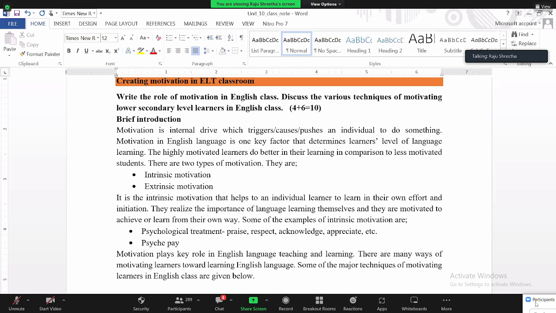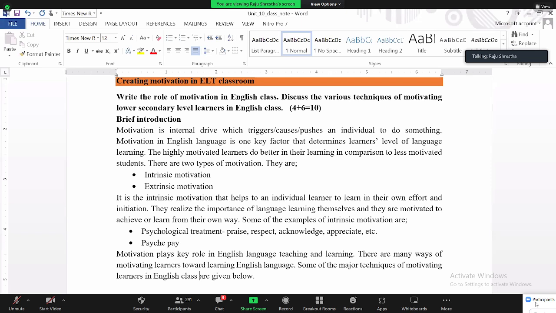So, a brief introduction about motivation. Motivation is the internal drive which triggers or pushes an individual to do something. Motivation in English language is one key factor that determines learners' level of language learning. Highly motivated learners do better in their learning in comparison to less motivated students. There are two types of motivation: intrinsic motivation and extrinsic motivation.